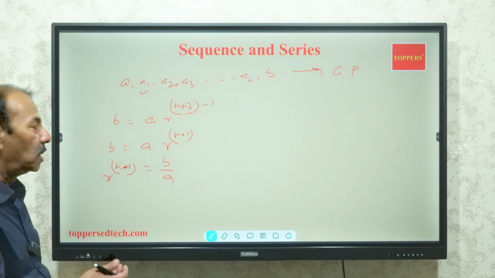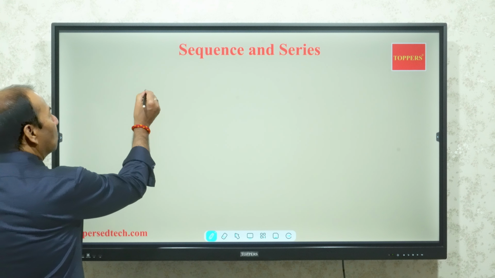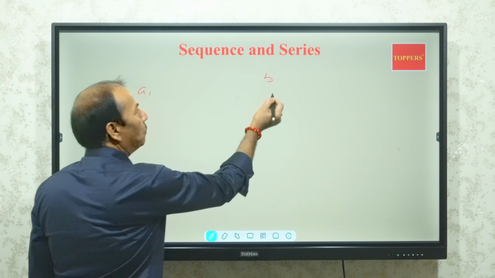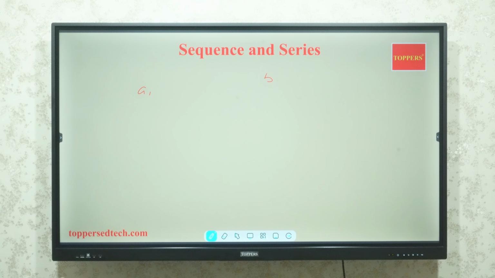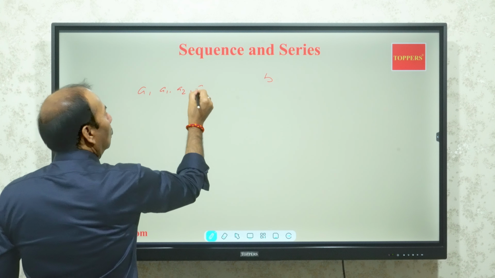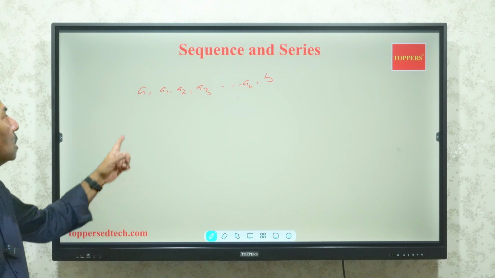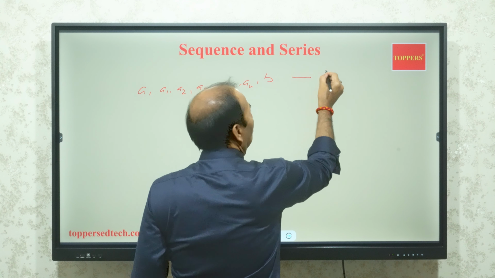Similarly, we will use the concept of harmonic progression. Now again, consider two terms A and B, and we introduce A1, A2, A3, up to An such that this sequence is in harmonic progression.